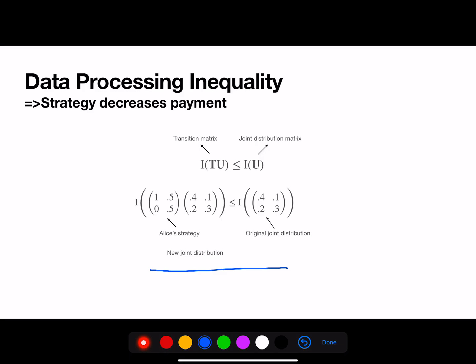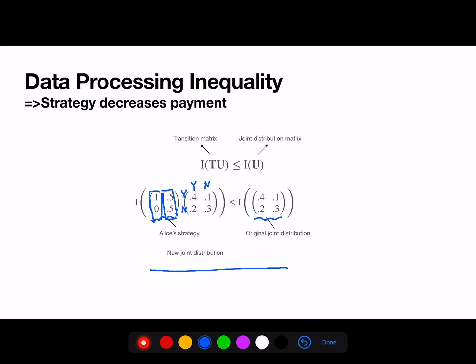Let's first look at this running example. The 0.4, 0.1, 0.2, 0.3 is the original joint distribution between Alice and Bob's reports. Maybe Alice can perform a strategy. This strategy means that if Alice likes the restaurant, she says she likes the restaurant; she tells the truth. And in this column, if she doesn't like the restaurant, with 0.5 probability she still says she likes the restaurant. So this strategy is a less informative strategy.